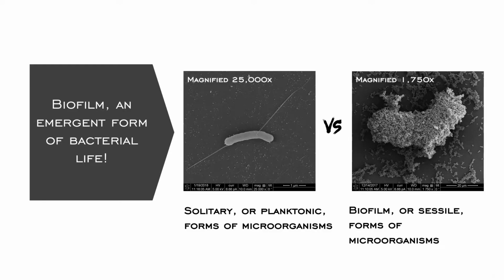So what's the difference between planktonic bacteria and biofilm? Compared to a planktonic or solitary form of bacteria, biofilm is a complex three-dimensional structure of sessile bacteria attached together, making a kind of fortress that protects them from the environment.